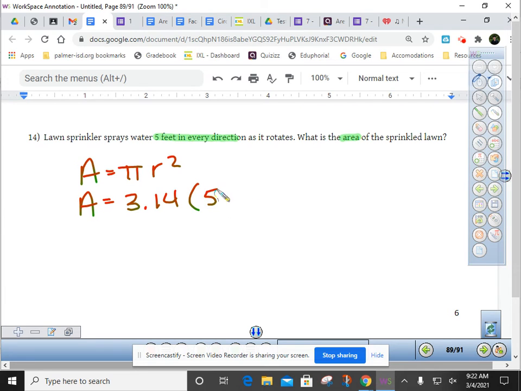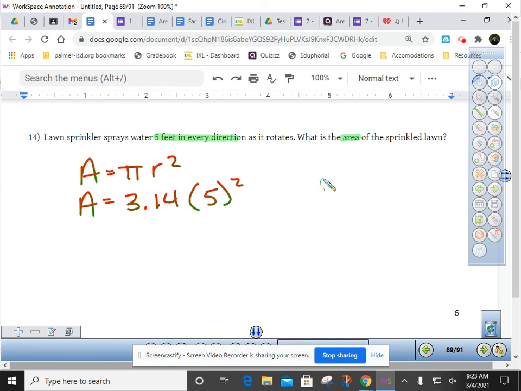It's 5. Before you work that, let's read the question. It sprays in every direction. This is one of those sprinklers. You set the sprinkler in the center of the circle and it sprays around. So like if you set the sprinkler here, it sprays this way and this way and this way. So 5 is the radius. Are you with me? Yes, ma'am.